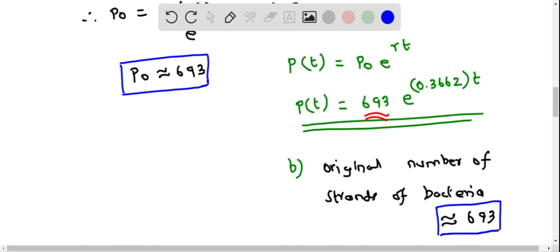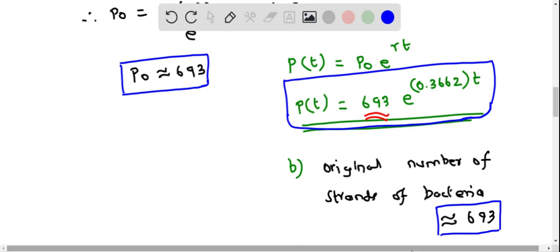So we have answered both parts: the expression as well as the original number of bacteria in the culture.